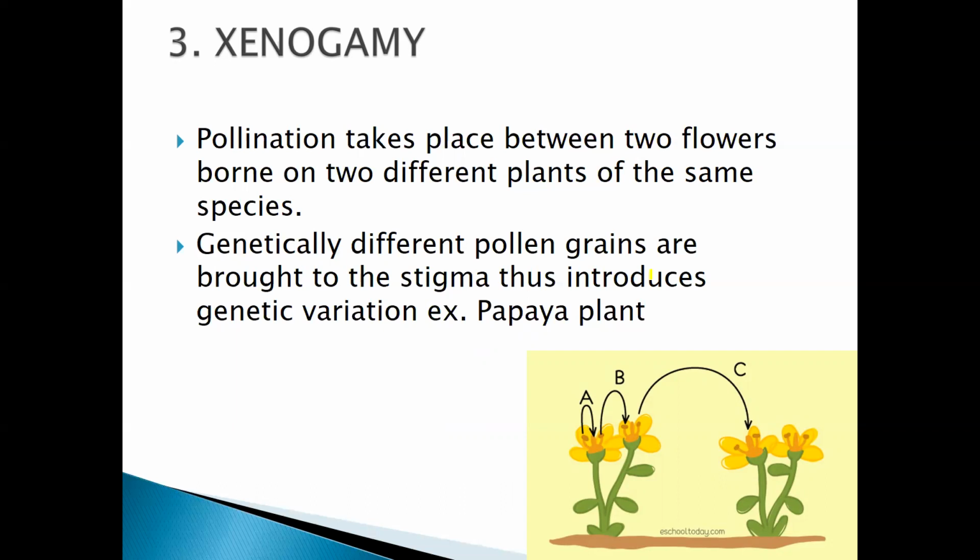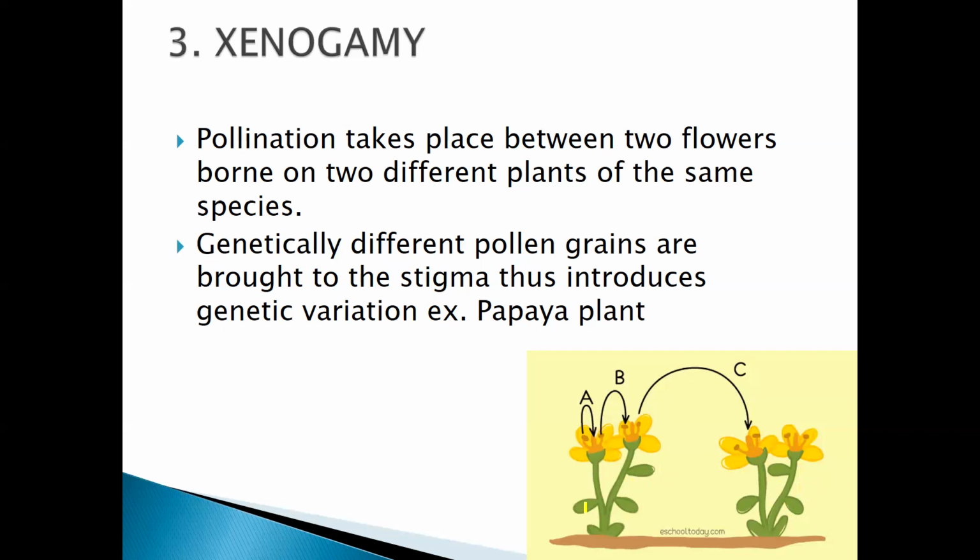Now, what happens here? See, this is one plant. This is another plant. For example, if I take papaya plant 1 and papaya plant 2. The pollen grains from this flower go and pollinate the flower of the other papaya plant, that is papaya plant 2. The pollen grains from papaya plant 1 pollinate the papaya plant 2 flower. So what happens here? There is cross-pollination. Yes or no? Cross-pollination. Why cross-pollination?